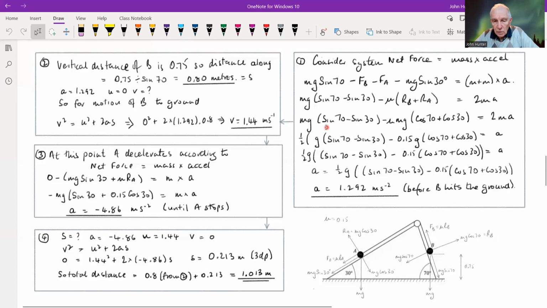Right, okay, now I'm not going to go through all the manipulation on this. You can work that through. If you're not convinced, just pause the video and have a look at that. But it's basically going to give us an expression for a like that, and that's going to give us an acceleration of 1.292 meters per second squared, though I would have written it to 3 decimal places.